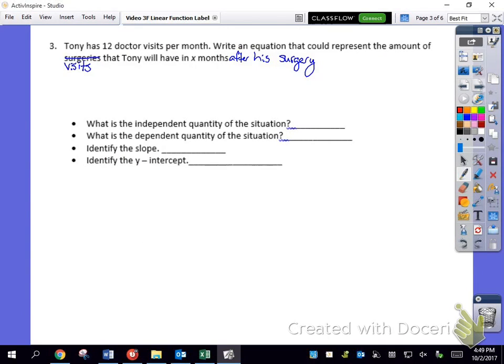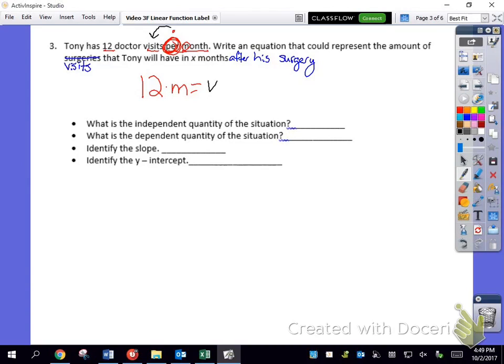All right, so Tony has 12 visits per month. Write an equation that could represent the amount of visits that Tony will have in x months after his surgery. Okay, there were some things that were left out in that problem, so I have to write the equation first. Tony has 12 visits per month. Again, there's my word per. That's my times. So 12 times what? M equals, now what is it about? It equals the number of what? Visits.